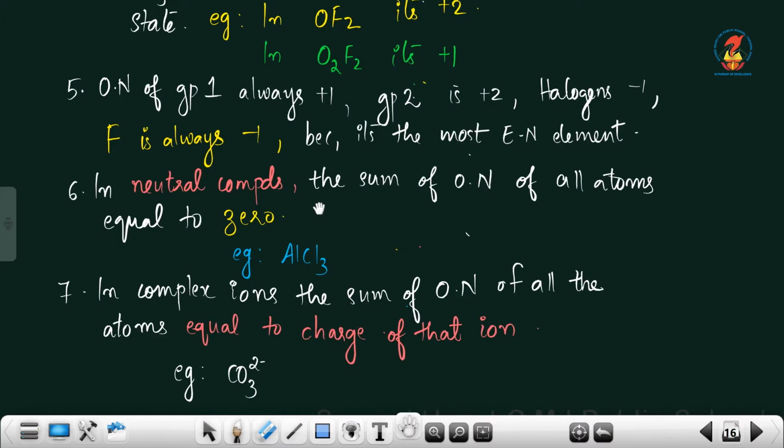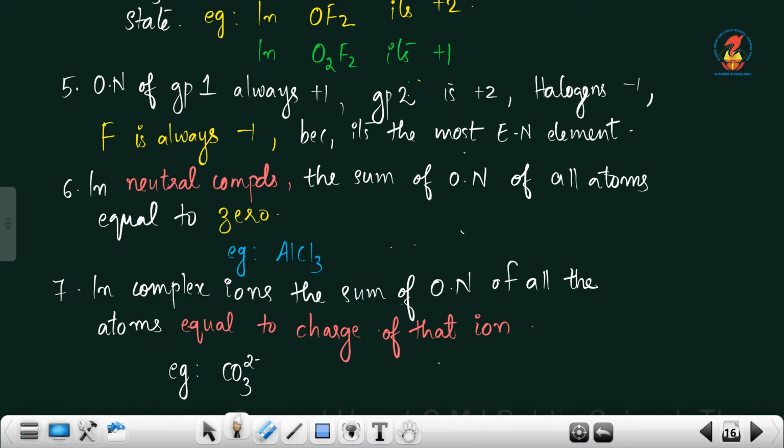Now the fifth rule is the oxidation state of group 1 elements. Which are the group 1 elements? Sodium, potassium, rubidium, cesium, francium. The last member, francium, is a radioactive element. So all the other metals have a +1 oxidation state.